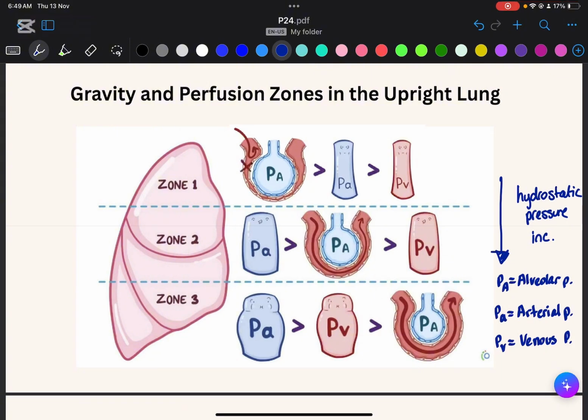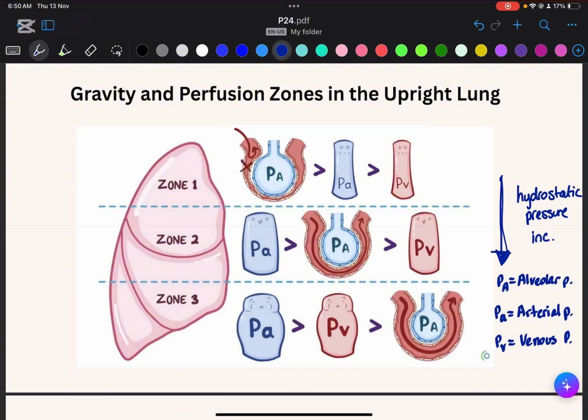I'm going to say what hydrostatic pressure is if you forgot it. It's basically just the pressure in fluids. If you had a cup of water, the pressure at the bottom of the cup would be more than the pressure at the top, because all the fluid is pressing down at the bottom. So just know that hydrostatic pressure increases as you go down. It works the same exact way with the lungs.